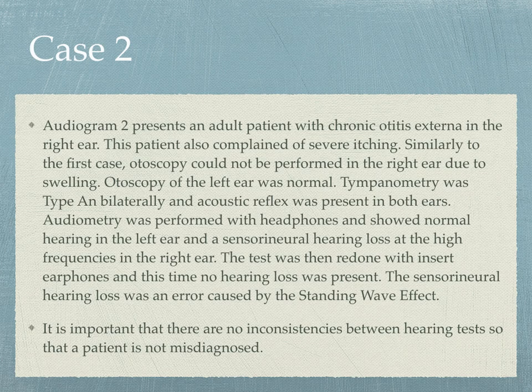Audiogram 2 presents an adult patient with chronic otitis externa in the right ear. This patient also complained of severe itching. Similarly to the first case, otoscopy could not be performed in the right ear due to swelling. Otoscopy of the left ear was normal. Tympanometry was type A bilaterally, and acoustic reflex was present in both ears. Audiometry was performed with headphones and showed normal hearing in the left ear and a sensorineural hearing loss at the high frequencies in the right ear. The test was then redone with insert headphones, and this time there was no hearing loss present. The sensorineural hearing loss was an error caused by the standing wave effect. This is important to ensure that there are no inconsistencies between the hearing tests so that a patient is never misdiagnosed.